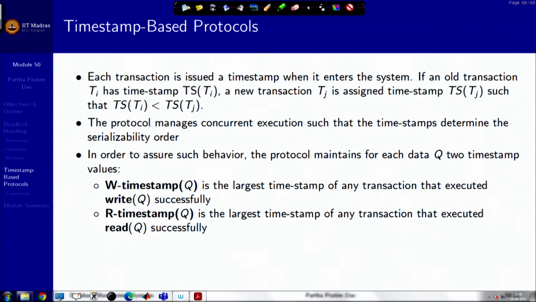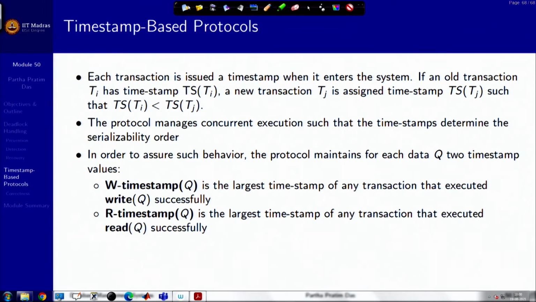Now, here this protocol says that you will manage the concurrent execution based on the timestamps. Earlier we were using timestamp, like in wait die or wound wait, to decide who should wait, who should not wait, who should be killed and so on, but here we are saying that the timestamp will decide the concurrency.